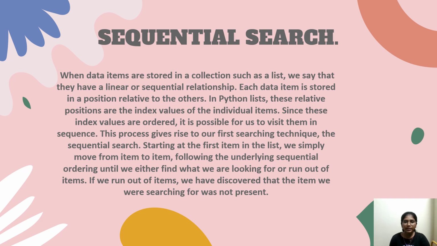This process gives rise to our first searching technique, the sequential search. Starting at the first item in the list, we simply move from item to item, following the underlying sequential ordering until we either find what we are looking for or run out of items. If we run out of items, we have discovered that the item we were searching for was not present.